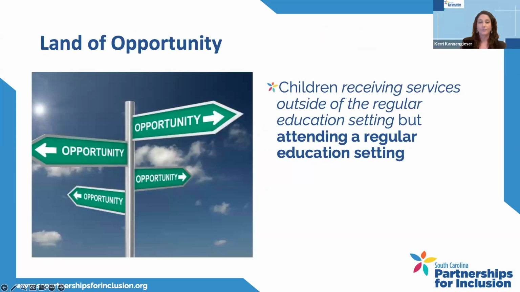And here is our land of opportunity, and we saw from the data that we do have quite a bit of children in our state who are attending a general education, regular early childhood setting, but they're not receiving their services there. And so examples of those other locations might be the speech therapy room, might be an early childhood resource room, it might even be a hallway. But thinking through how can we help to make sure our students are receiving services within the early childhood classroom.